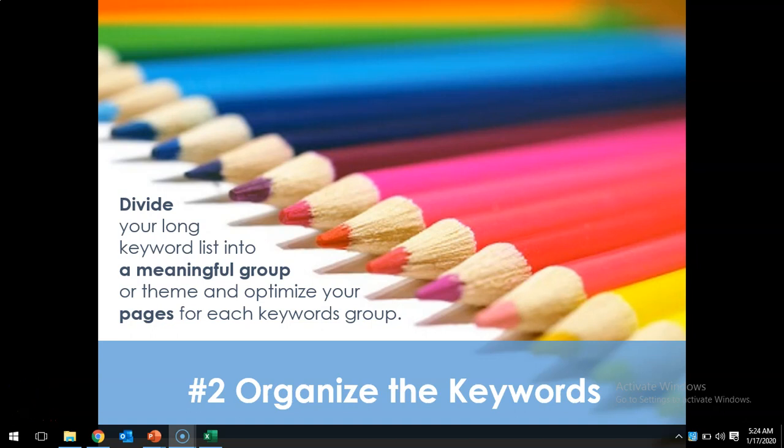One last thing to consider after doing or while doing your keyword analysis is that you divide your keyword list into meaningful groups based on your products, based on your services, based on your events, based on your topics. So do classify your keywords based on a particular topic first.